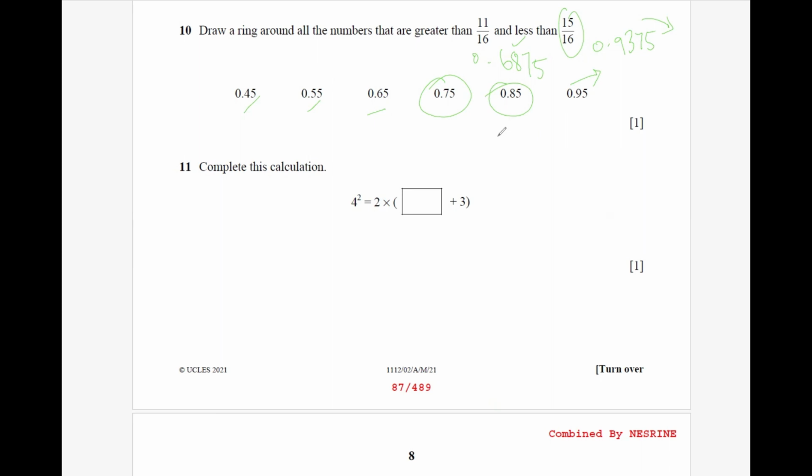For question number 11 now: complete this calculation. 4 square is equal to 2 times what plus 3. We can use algebra to solve it, or we can use simple equality. Let me call this x. So the statement is 4 square equals 2x plus 3. First of all, we need to shift this 2 to the other side. 4 square is 16, and when the 2 is shifted to the other side, it gets divided, so 16 divided by 2 is 8, equal to x plus 3. Now again I'm shifting this 3 to the other side. That gives me 8 minus 3 equal to x, and x is equal to 5. That means this should contain 5.